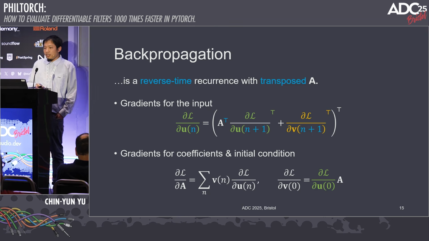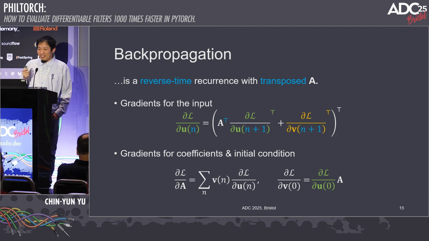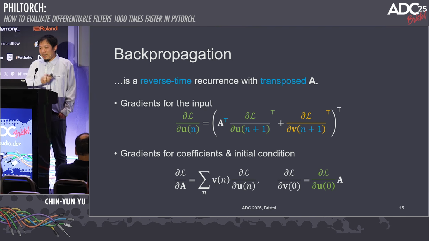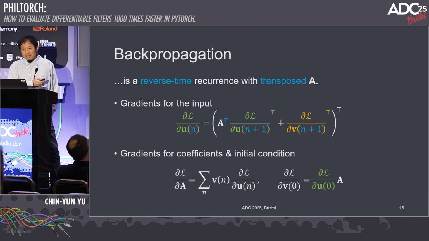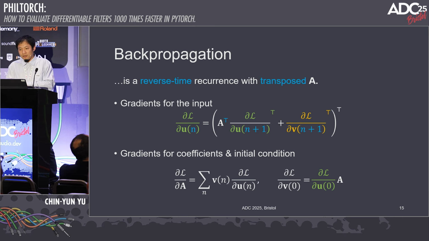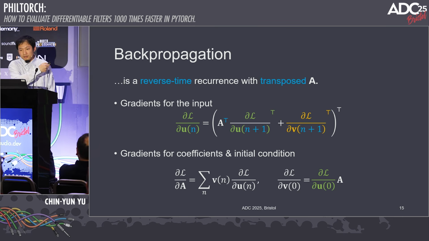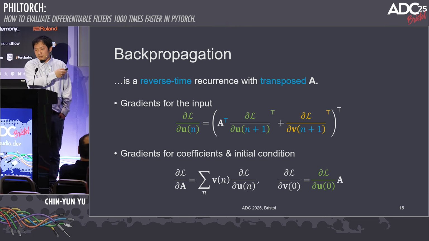So how to backpropagate the gradients? You have to do some math, and no worries, I did the math for you. So it turns out the backpropagation of this recursion is also a recursion, but with a transposed A matrix and reverse time filtering. And once this recursive filter is evaluated, the gradients for the rest, the input, coefficient, and initial conditions, are trivial to compute. And this property actually helps to reduce the number of operators in PhilTorch. So you only need to define one kernel, then you can compute all the forward pass and also the gradients.